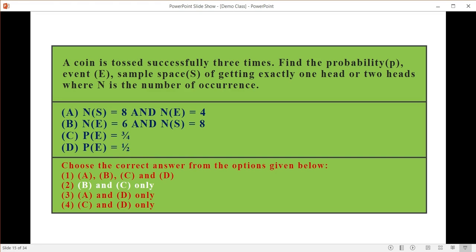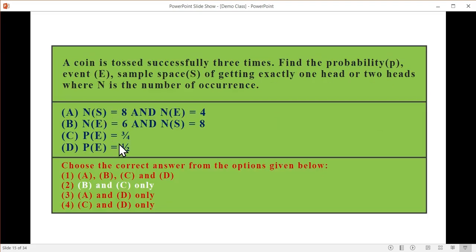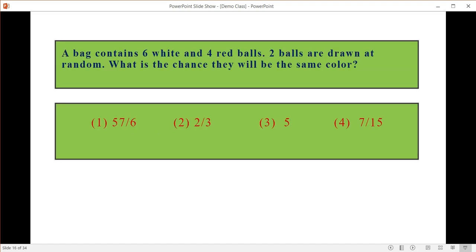So these three answers are given in option B and C. Options B and C are the correct answer. So this is one of the questions from probability. It was asked in the recent August 23rd exam, re-exam, June 2024 re-exam.